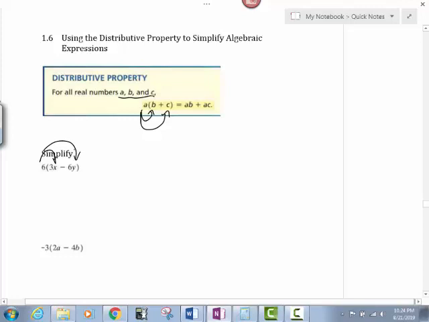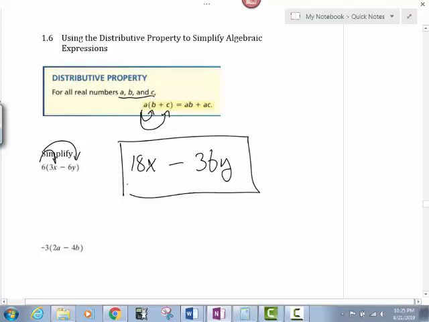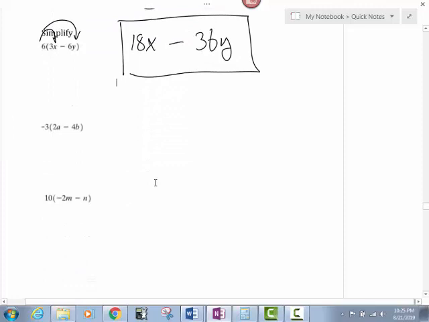So first off, 6 times 3x, well 6 times 3 is just an 18. That just becomes an 18x. 6 times 6 is 36, and because it has a y, it stays as a y. And that's all we're doing there. Let's try the next one here.